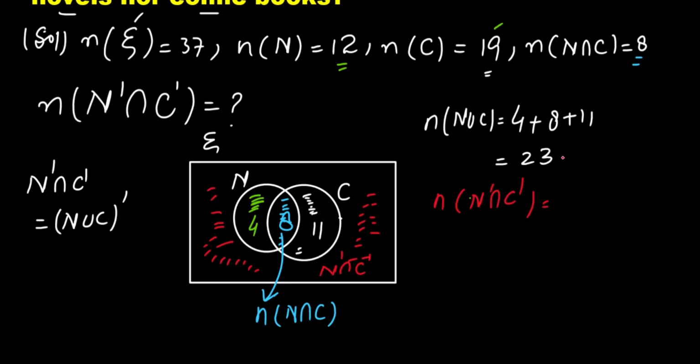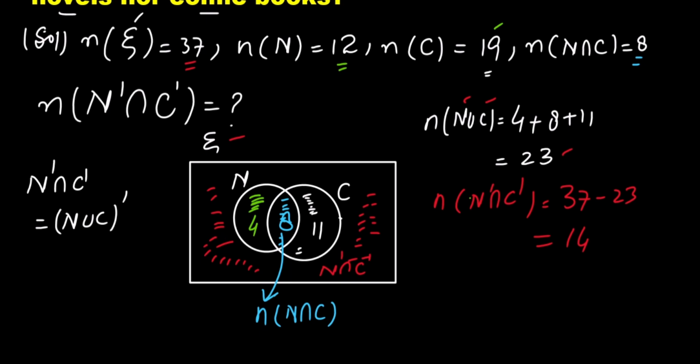So what is the complement of N union C under Xi? As the number of total students are 37 and 23 are those students who either like novel or comics, we just subtract 23 from 37. This is equal to 14. This is our required answer without any mathematical manipulation.